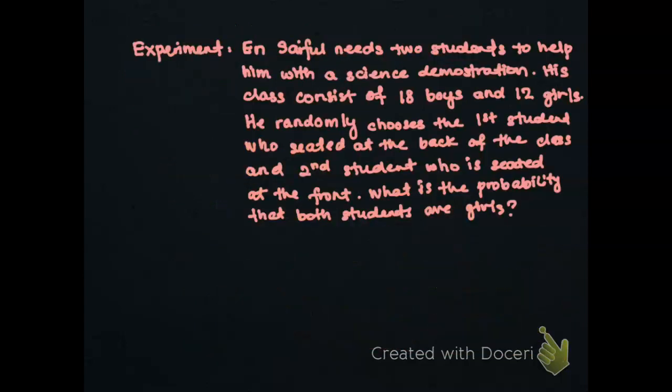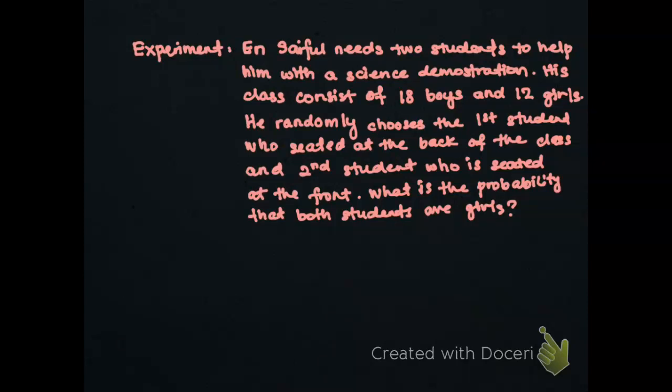We look at an experiment for this conditional probability. Encik Saiful needs 2 students to help him with a science demonstration. His class consists of 18 boys and 12 girls. He randomly chooses the first student who is seated at the back of the class and the second student who is seated at the front of the class. So what is the probability that both students selected are girls?